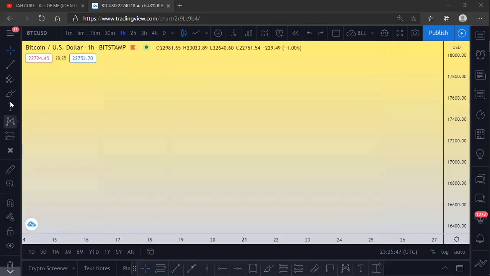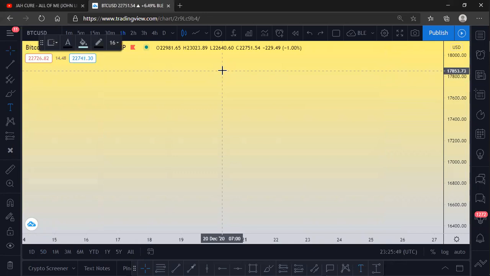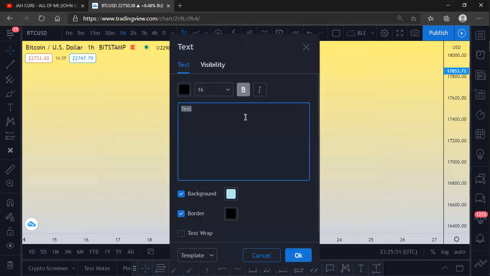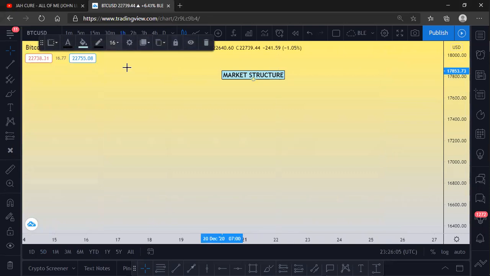Okay. So we're going to be talking about market structure today. Oh, sorry. Capital data. Okay. So talking about market structure.